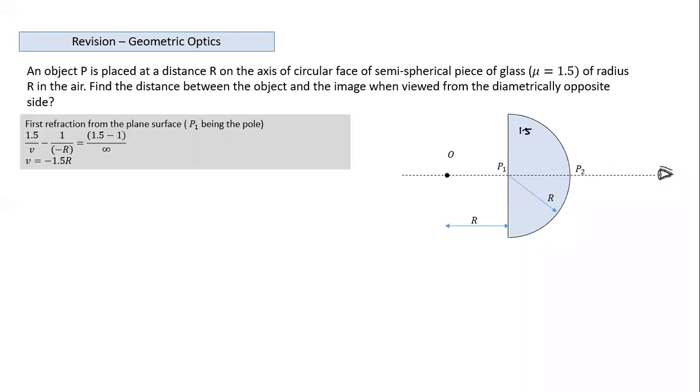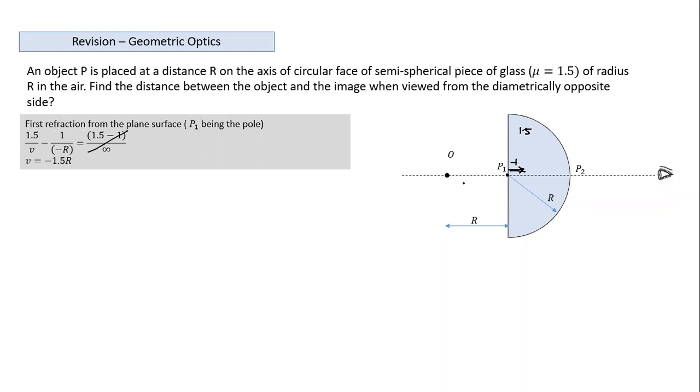First, the refraction from the plane surface. Plane surface is pretty simple; the radius term will become 0. So let's look at this. For the first plane refraction, this point becomes my reference point, the pole, and this direction is positive. So u is negative, minus r. Mu1 is equal to 1, mu2 is 1.5. This is the v value, and the u value is minus r. So from here I find v is equal to 1.5 r.